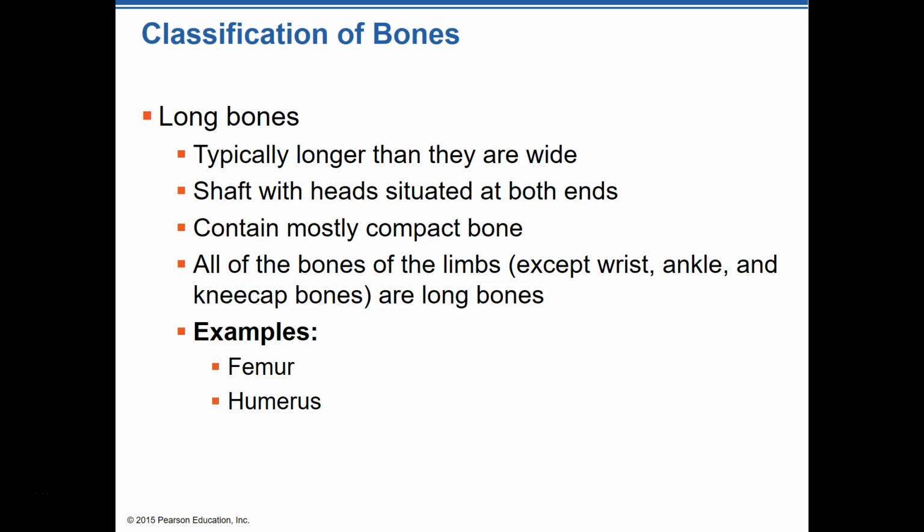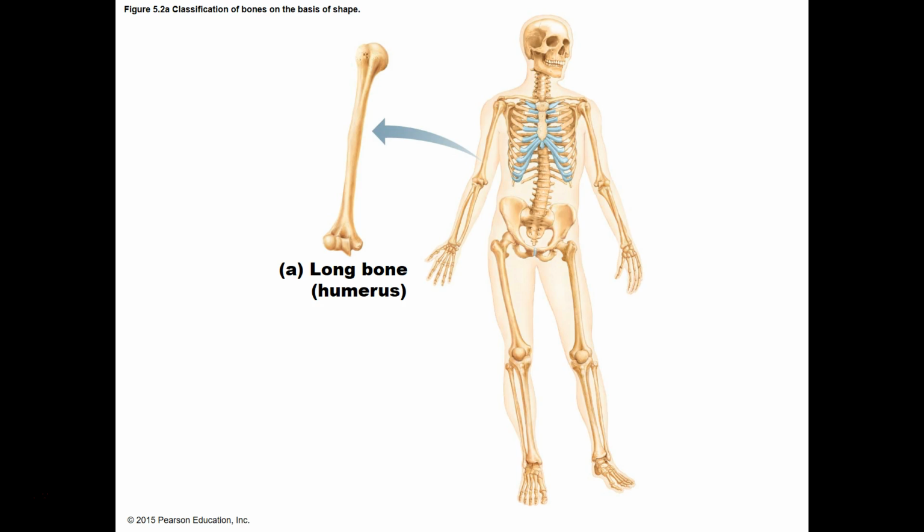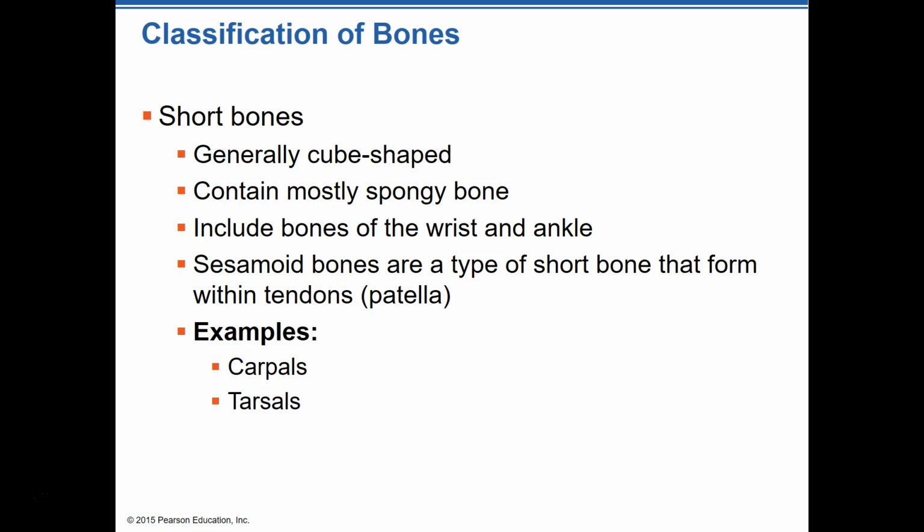All of the bones in the limbs except for the wrist and the ankle and the kneecap are considered long bones. So the bones in your upper arm and the bones in your legs all the way down are considered long bones. Examples of that, of course, is the femur and the humerus, the femur being the thigh bone of your leg and the humerus being the upper part of your arm.